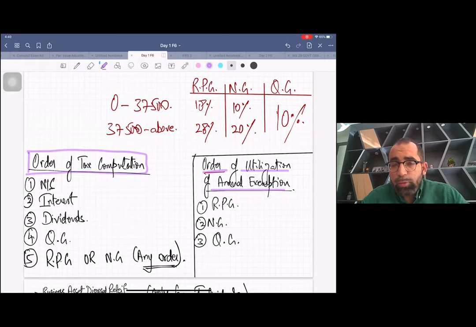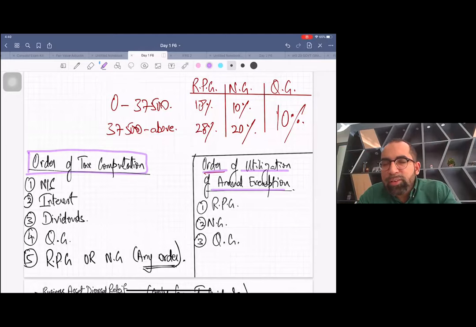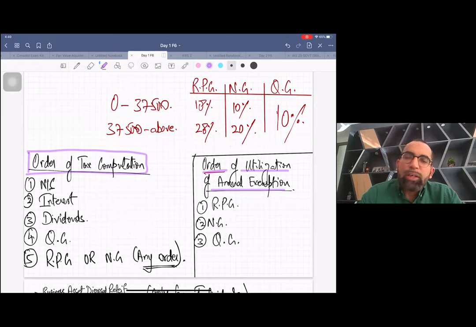This is how you compute the tax. And one more thing, don't forget, these bands 0 to 37,500, these bands are disposable bands. So normally what happens when you have non-saving interest and dividend income, these incomes normally eat up your first band. So when you come to CGT, normally you lie in the second band. Okay, right? Normally.